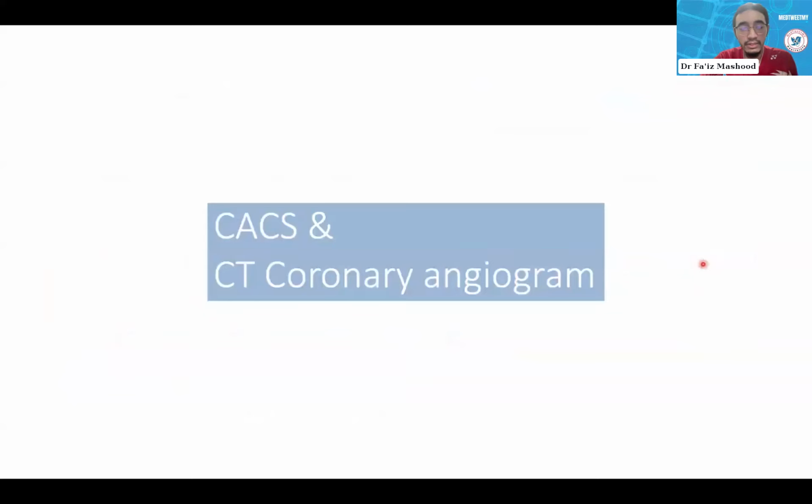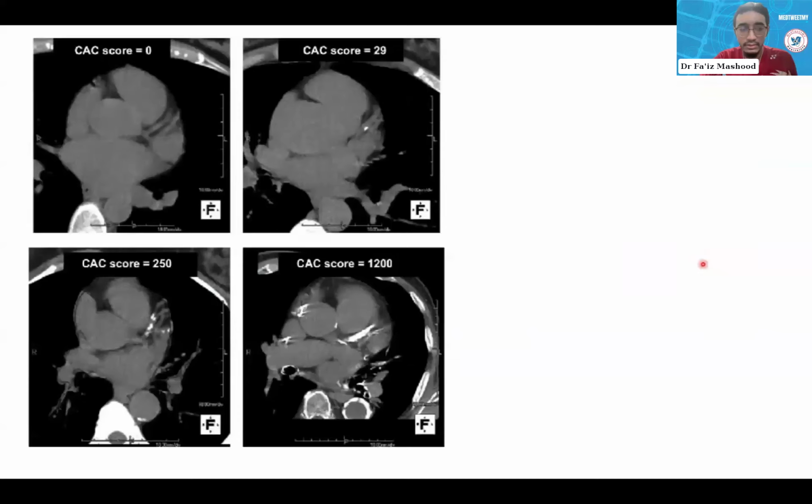And then moving on to the next imaging test, CACS, coronary artery calcium scoring, and CT coronary angiogram. So for calcium scoring, you can see 4 images. These are 4 different images for 4 different patients. This one is a calcium score of 0, and this one a calcium score of 250. You can see mild plaque disease there. And then a calcium score of 1200, you can see extensive plaque disease all over.